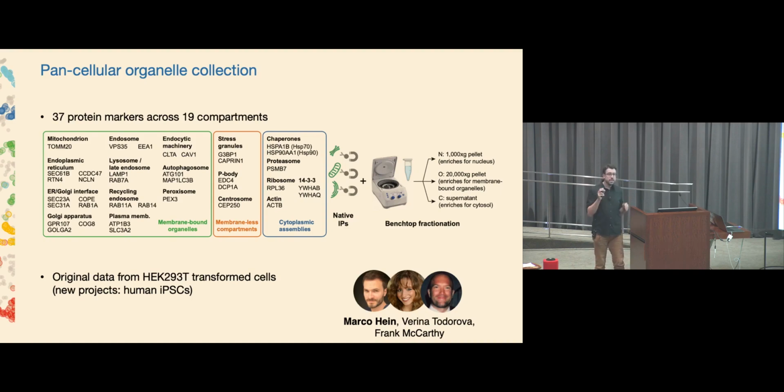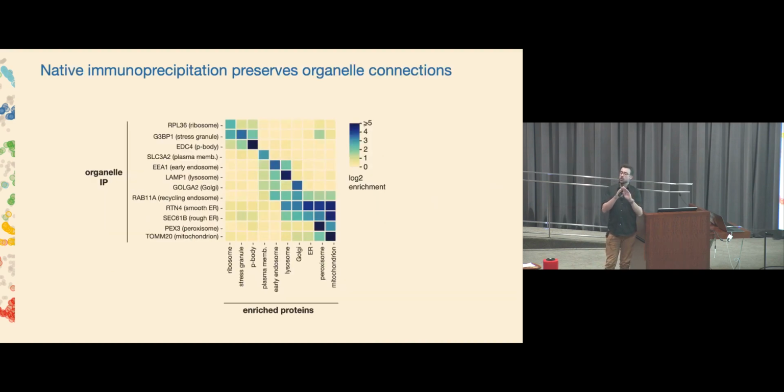Also, something that was really interesting is that a lot of the contacts that we know exist between these organelles inside the cells were still preserved to some extent in the pull-downs. And we know, for example, from the work of Jennifer in particular, that organelles make extensive contacts with each other.